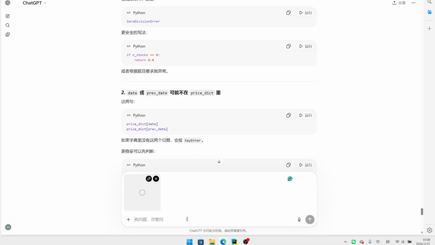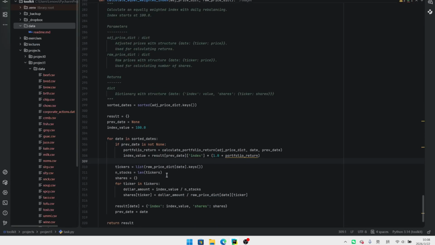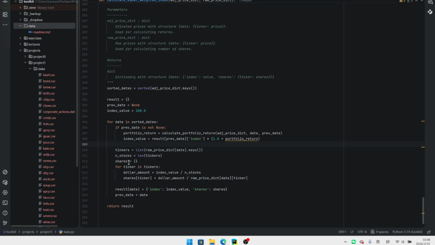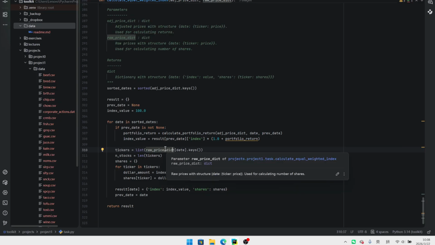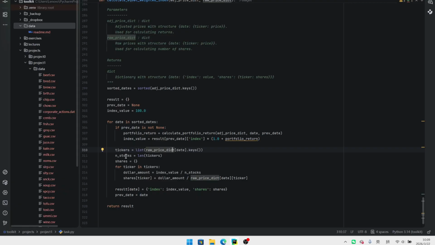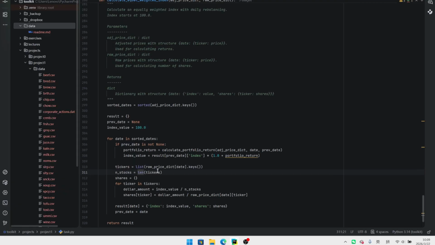I do not fully understand what that means. So this code has bugs. Ticker equals list. Ticker is the dates. Ticker will be the price. The number of stocks is the length of the ticker.